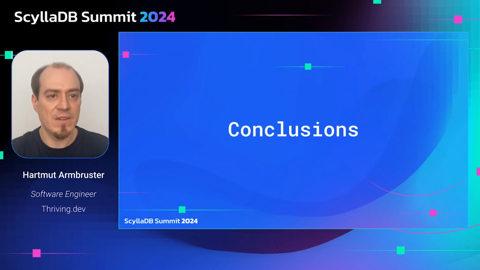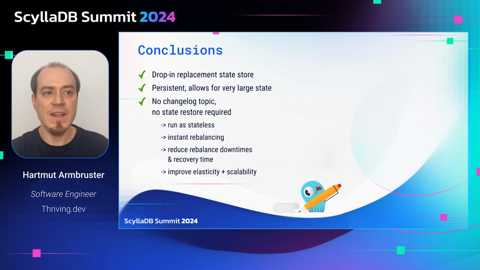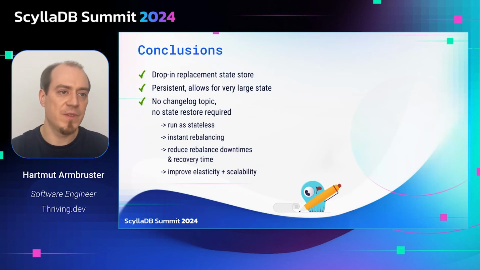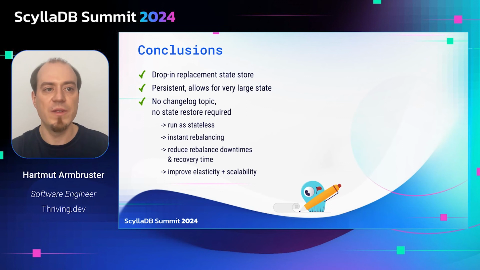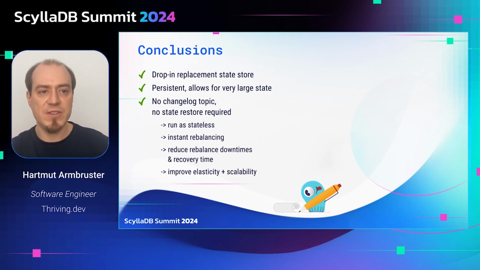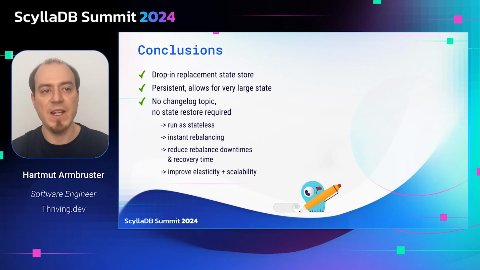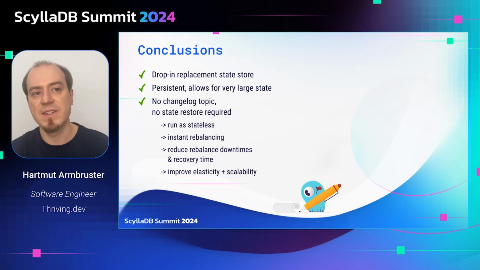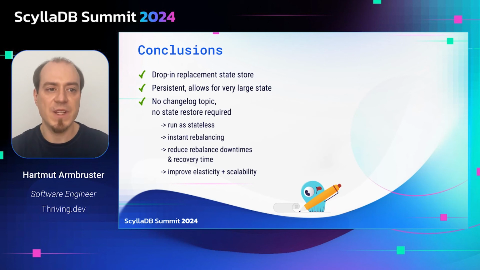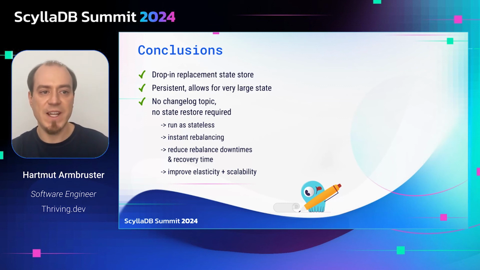Okay, conclusions. So there are many benefits with choosing an external state store over the local state stores provided by default with Kafka Streams. This library is a drop-in replacement state store, so you don't need to rewrite your Streams application, just slightly modify it to replace the existing used RocksDB state with the library's Kafka Cassandra State Store. It's persistent and allows for very large state.